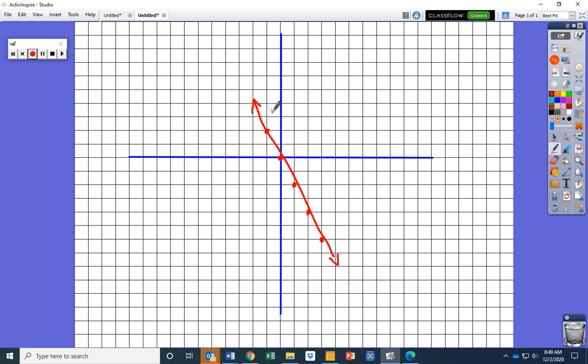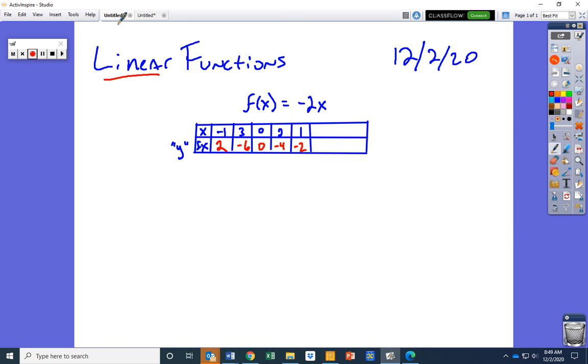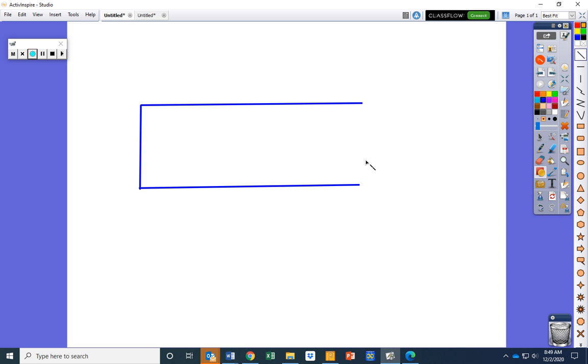Does that make sense how we did that? All right. Let's take a look now where it gets a little more complicated. I'm going to make a little bit better table here. Sometimes you're probably going to have to use a separate sheet when you do your worksheet, because these worksheets are kind of crowded. Some of the function rules have fractions involved.